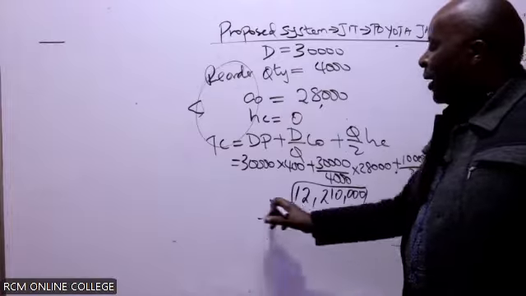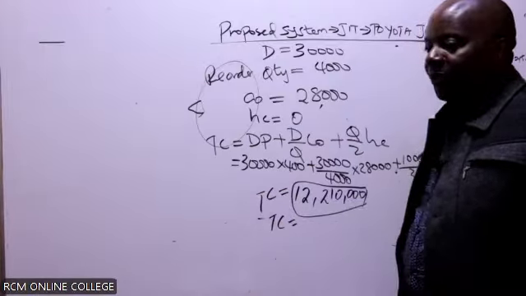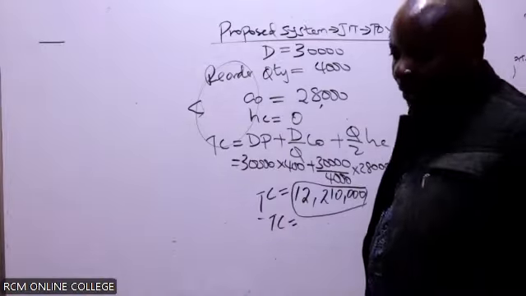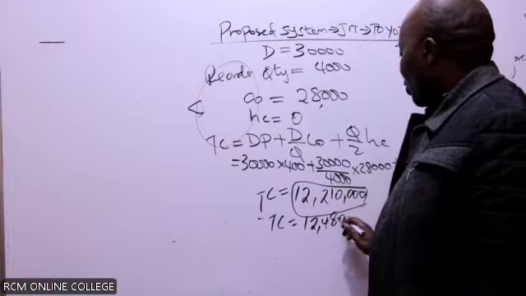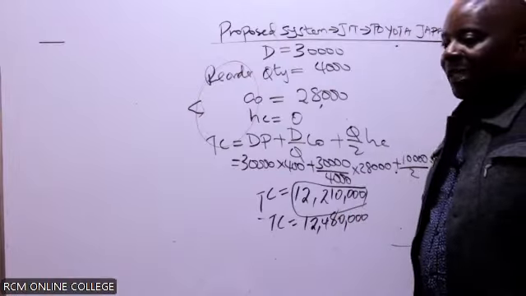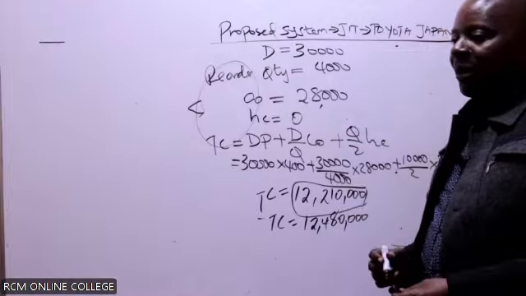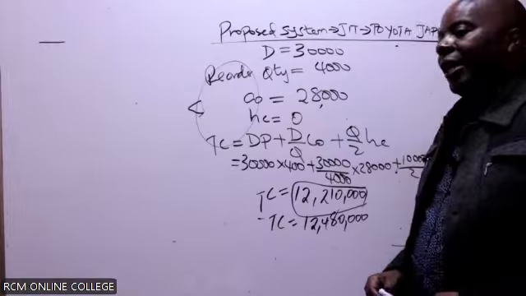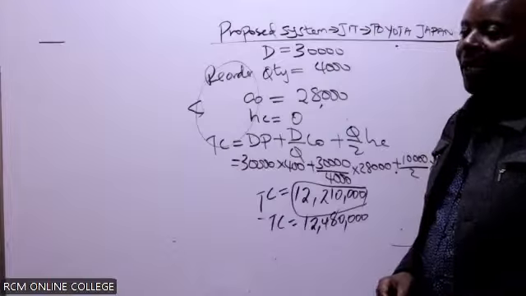Now, could you kindly remind me, what was the total cost of the other policy? It was 12,480,000. So can you kindly advise this company as a management accountant? What do you think will be in the best interest of the company? JIT. So in conclusion, the company should adopt the new policy of buying just in time.